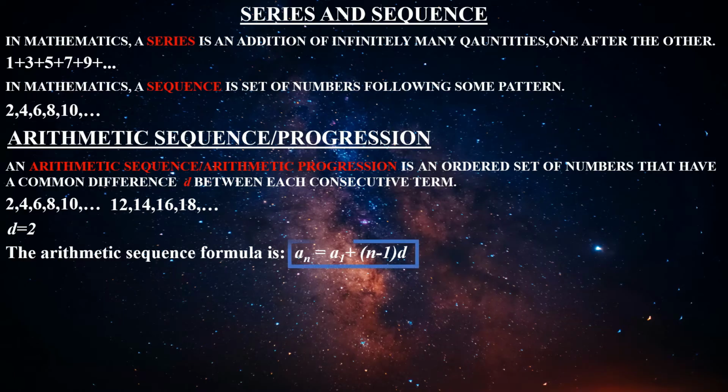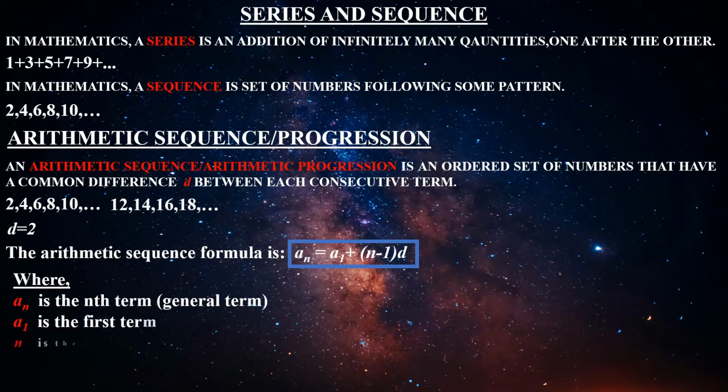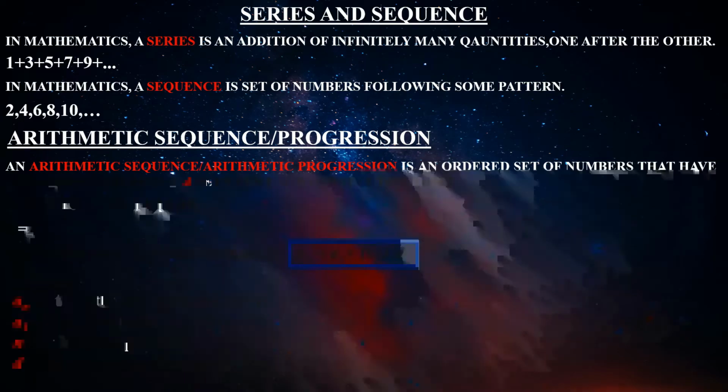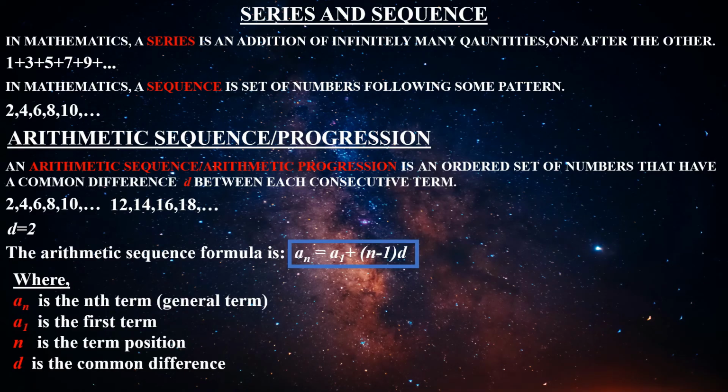a_n is the nth term, which is the term that we want to find, let's say the 60th term, 70th term, or 100th term. a_1 is the first term in the series or sequence. From what we have there, it's 2, that is the first term. And n is the position. If it's second, it's 2. If it's 100, we put 100. And d is the common difference.